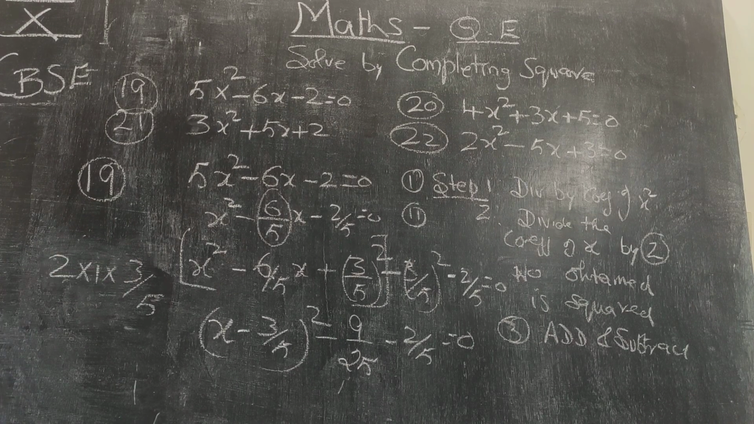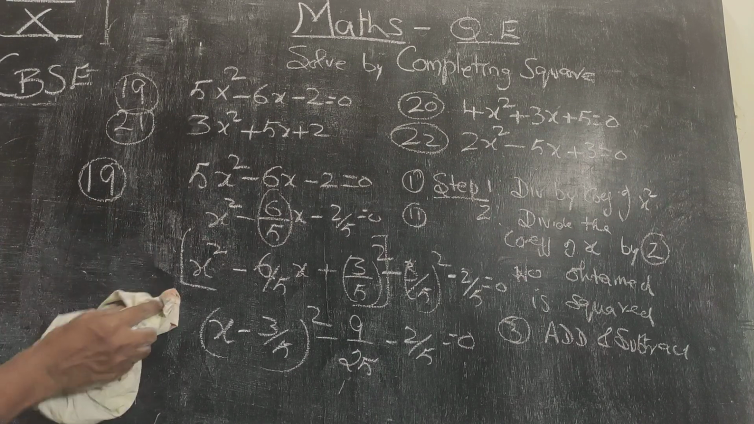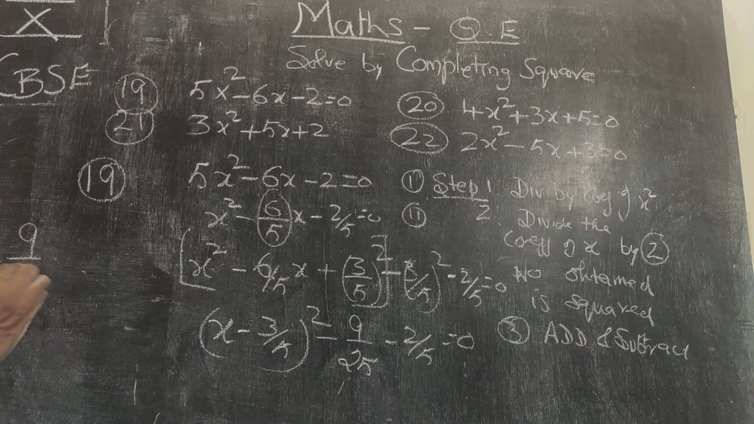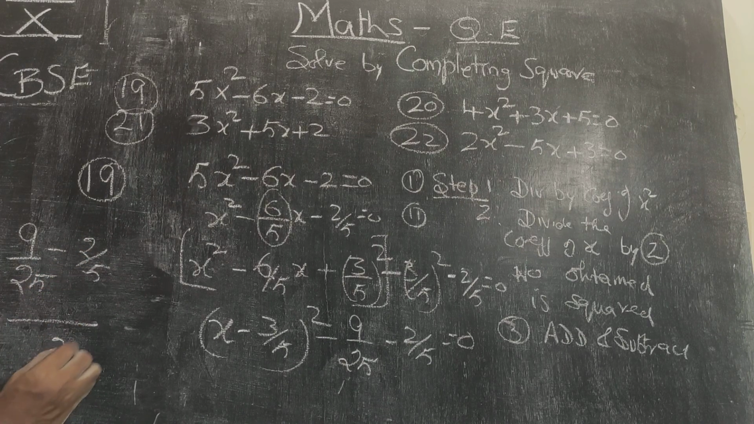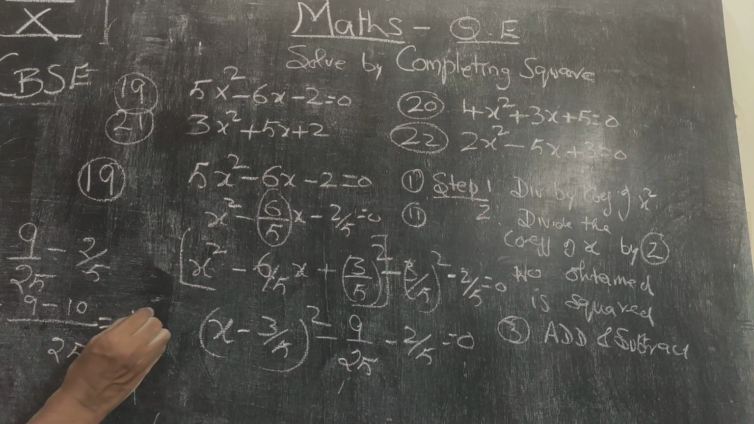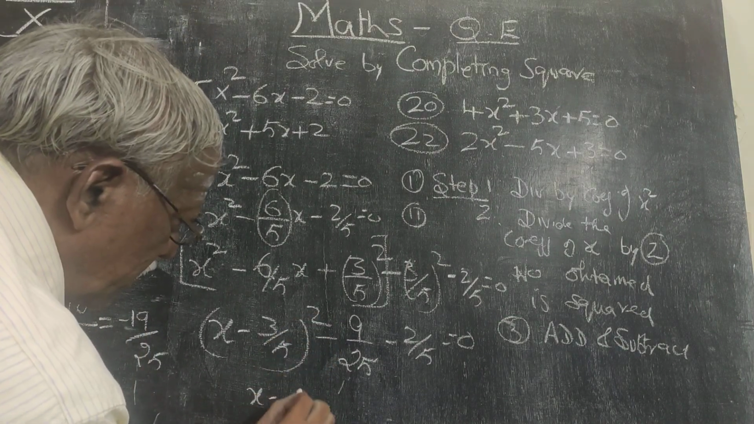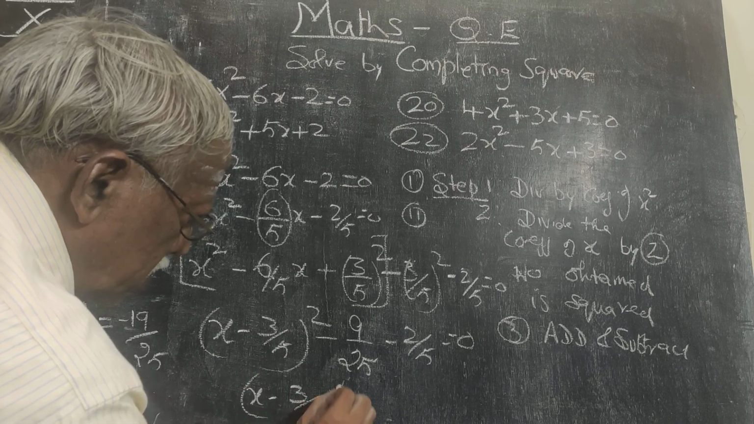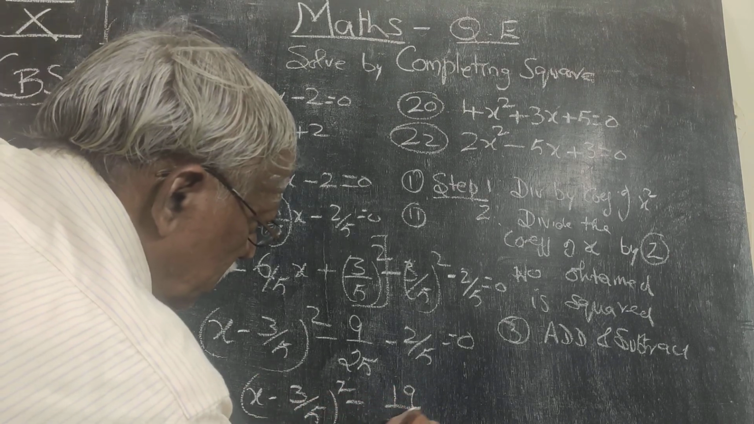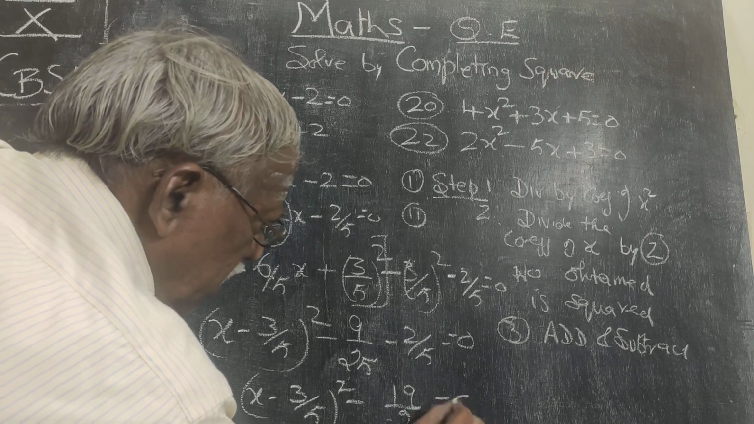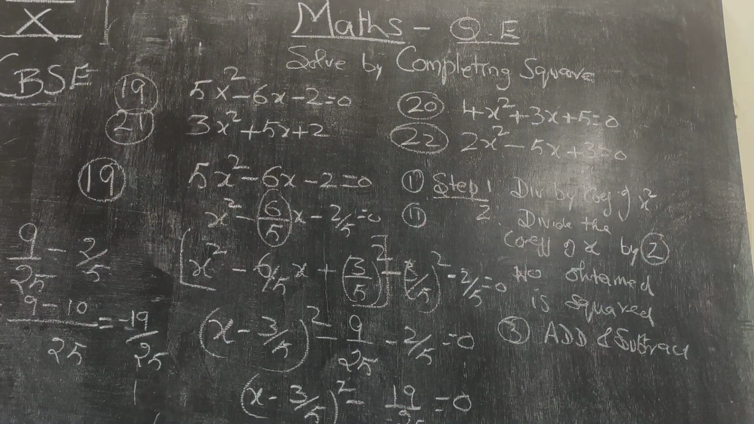Am I clear? So now what I do further, 9 by 25 and minus 2 by 5, take LCM. This is minus 9, this is minus 10, so this will be minus 19 by 25. So now I can write this one as x minus 3 by 5 the whole square minus 19 by 25 equal to 0. Is it alright up to this?